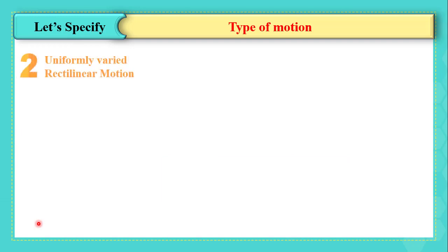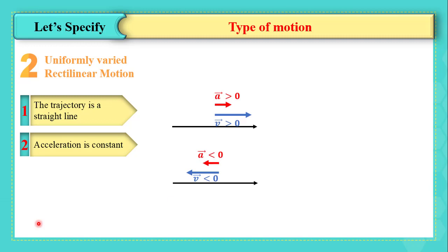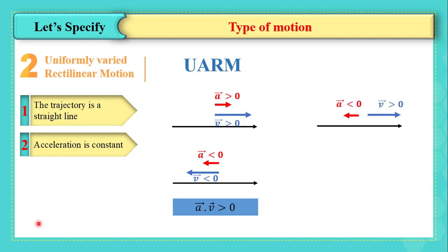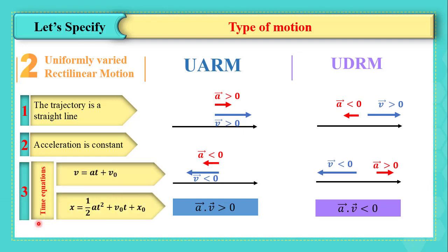In a uniform varied rectilinear motion, the trajectory is a straight line, the acceleration is constant. If the acceleration and the velocity vectors have the same directions, which means that a dot v is positive, then the motion is a uniform accelerated rectilinear motion. And if a and v have opposite directions, then a dot v is negative, which means that the motion is a uniform decelerated rectilinear motion. The time equations in this case are v equal at plus v0 and x equal half at squared plus v0t plus x0.